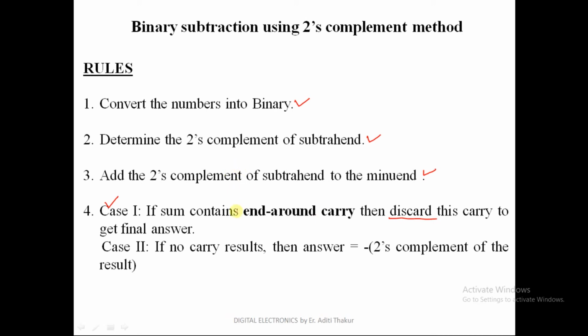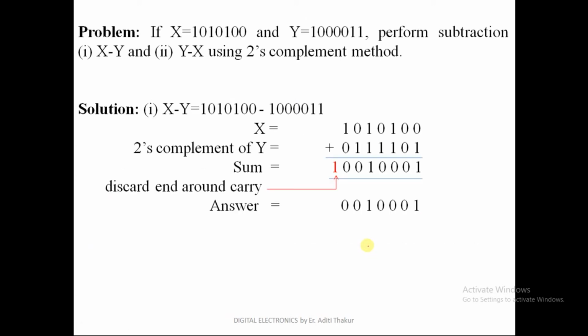Now the second case will arise when we get no carry, that is, no extra carry. In that case the answer will be minus the 2's complement of the result, as in the case of 1's complement. So we will again take the same example so that we can easily verify our answers. First problem is x minus y. We have to perform these two subtractions again, but in this case using the 2's complement method.